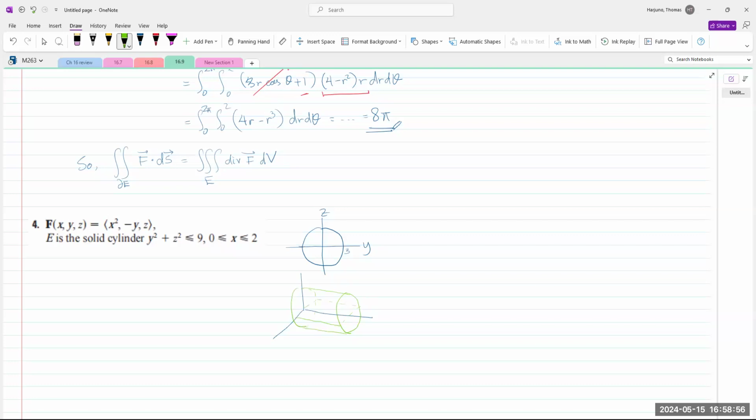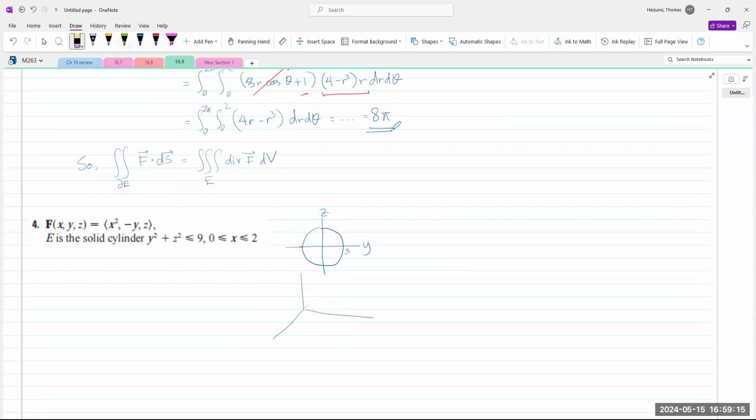From x equals 2 to x equals 0. Actually, I think I drew it incorrectly. I'm sorry, this isn't correct. This is so wrong. I happened to write it incorrectly.